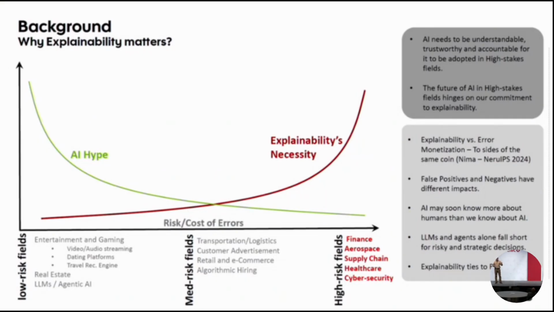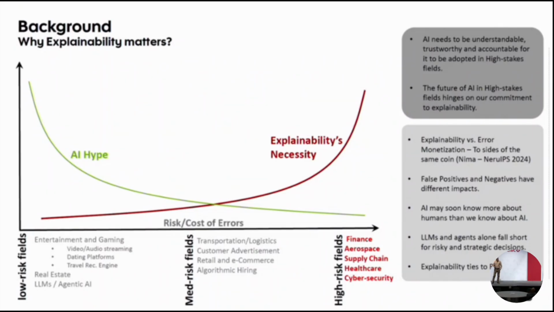For example, in binary classification, you have false alarms, false positives, and false negatives, or in multi-class classification, you have many more types of errors. Each error could be different and behave differently. When you're working in high stake fields like finance, aerospace, supply chain, healthcare, cybersecurity, and so on, the errors are very important. So the necessity of explainability is getting much more important.